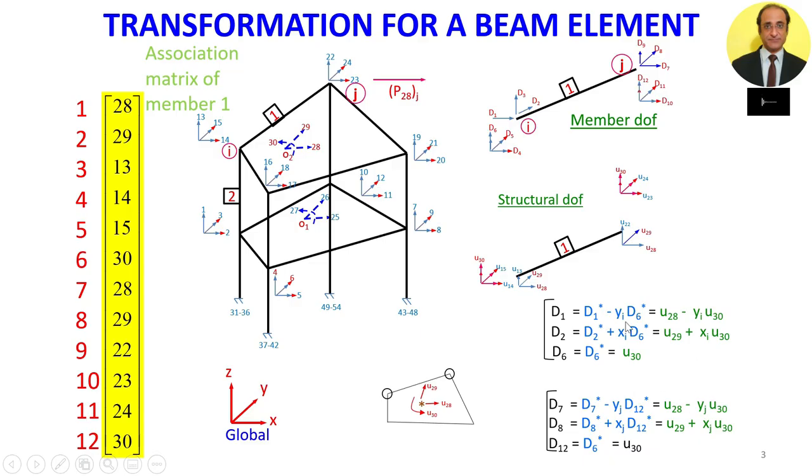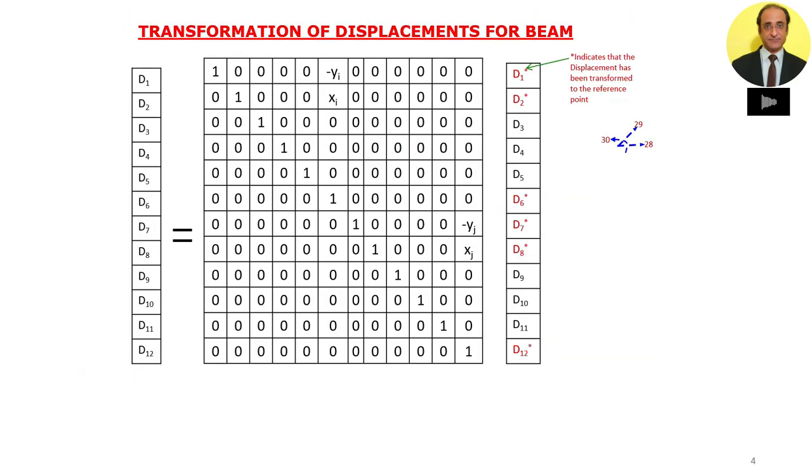So you can just take a pause to verify your equations, because now 1 and 6, they correspond to 28 and 30 respectively, as we can see from the association matrix. And similarly 2 corresponds to 29 and then 12 corresponds to 30. So this information can be easily visualized from this matrix. So this transformation can be written in a matrix form like this.